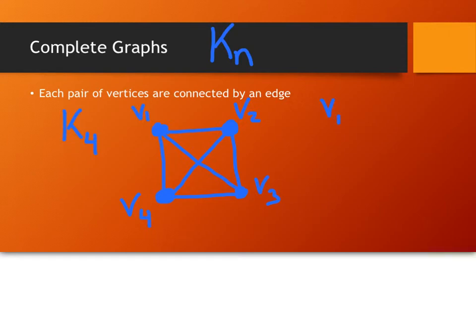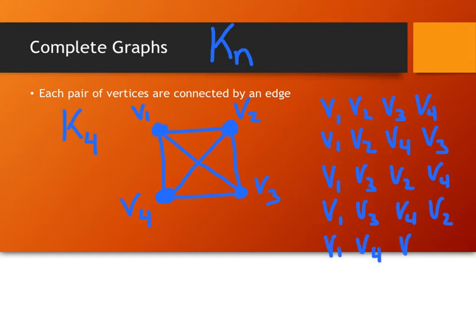Let's start at V1. If I went from V1 to V2 to V3 to V4, that would have been a Hamilton path. I could have rearranged anything, any order that I want. So let's switch the last ones. That's another Hamilton path. V1, we'll start at V3, V2, V4, that works. V1, V3, V4, V2, that works. V1, V4, V3, V2, V1, V4, V2, V3.